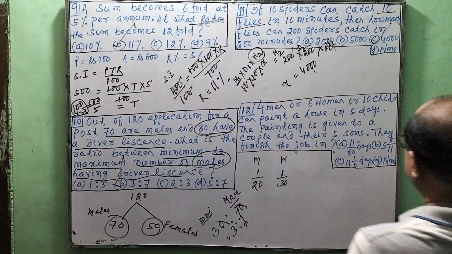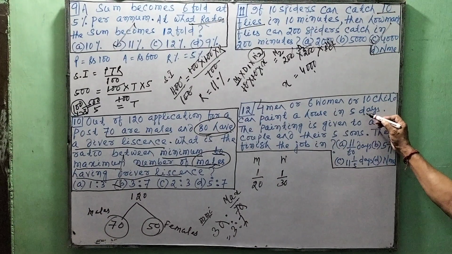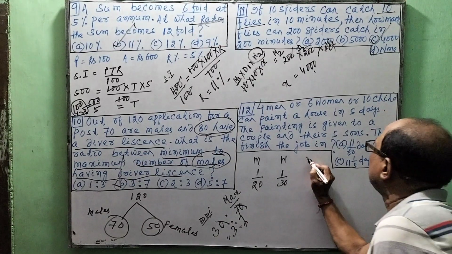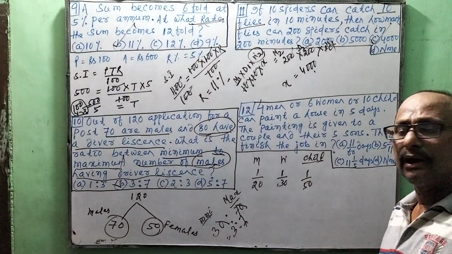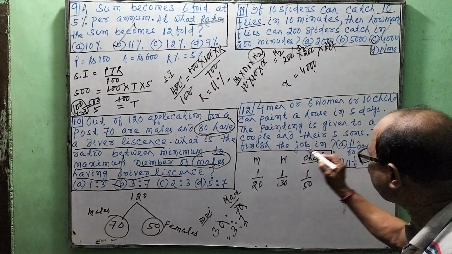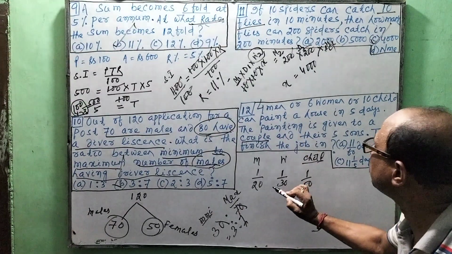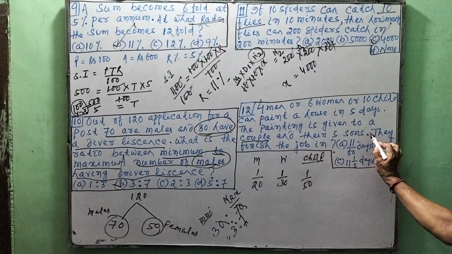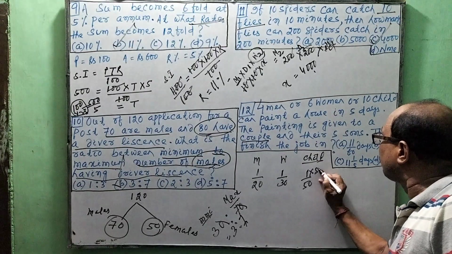Next, 10 children do a piece of work in 5 days. 1 child does this work in 50 days. 1 day work of a child is 1/50, right? So what is the question asked? The painting is given to a couple. Couple means husband and wife. One is male, the other is female. This means 1 male and 1 woman. And there are 5 sons. 1 son does 1/50, 5 sons do 5/50.